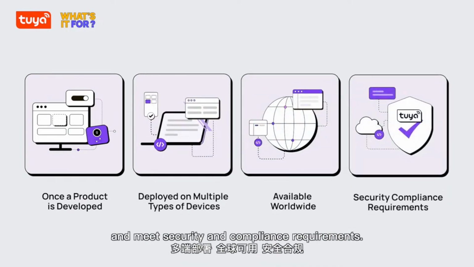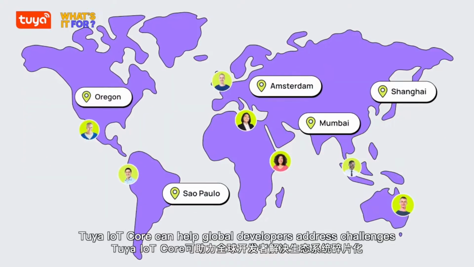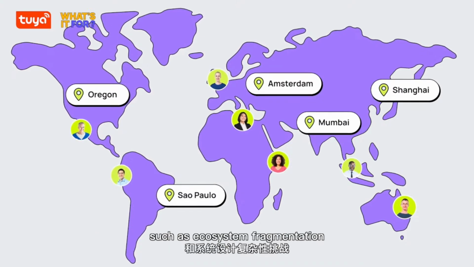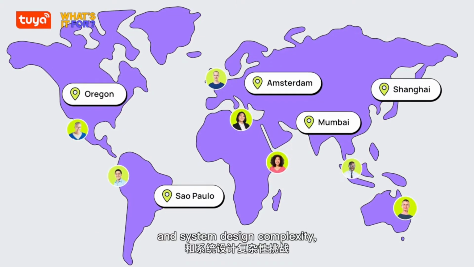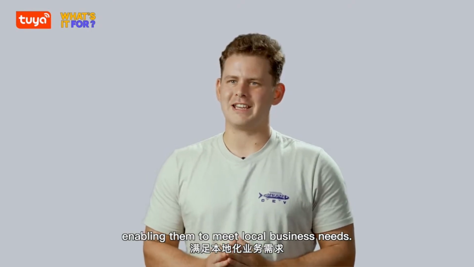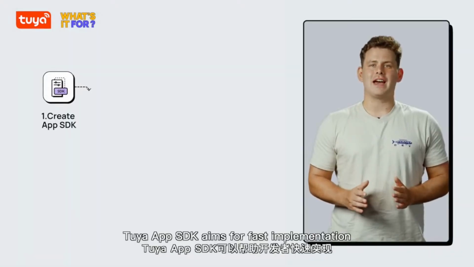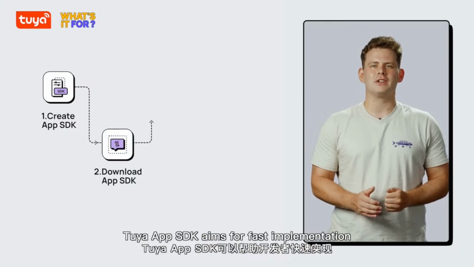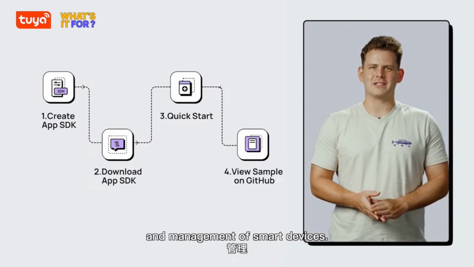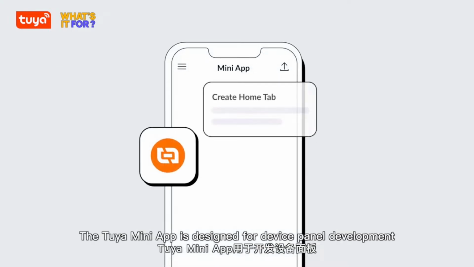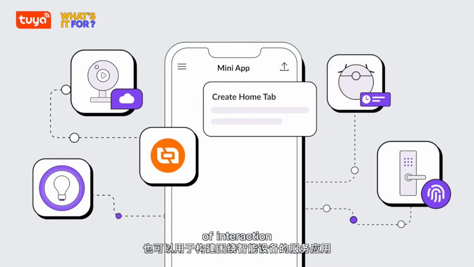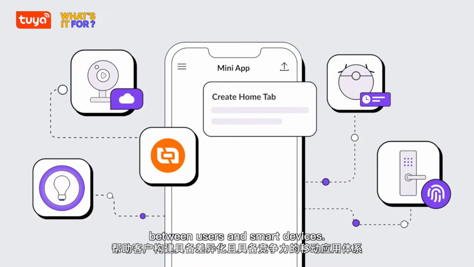security and compliance requirements. Tuya IoT Core can help global developers address challenges such as ecosystem fragmentation and system design complexity, enabling them to meet local business needs. Tuya App SDK aims for fast implementation of connection, control, and management of smart devices. The Tuya Mini App is designed for device panel development and implementation of interaction between users and smart devices.